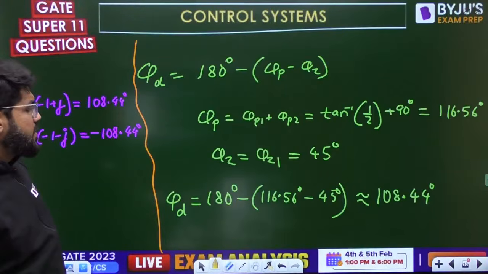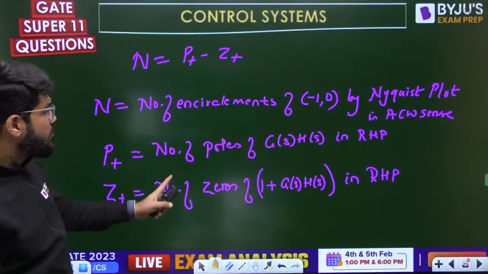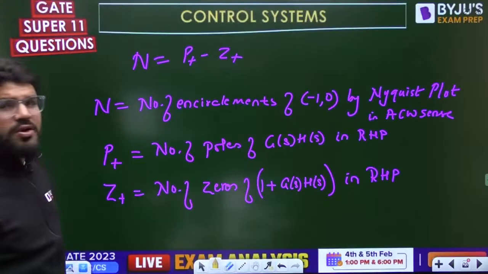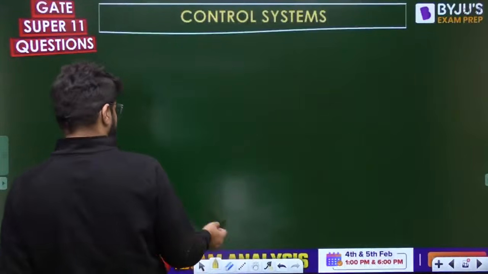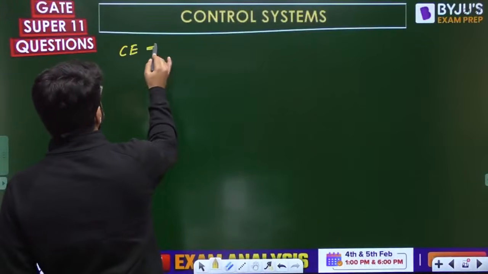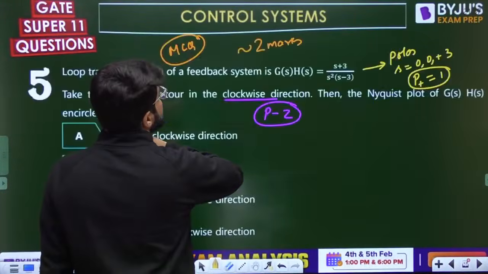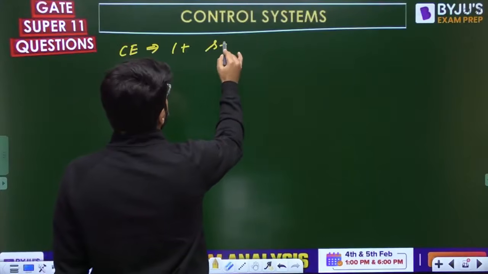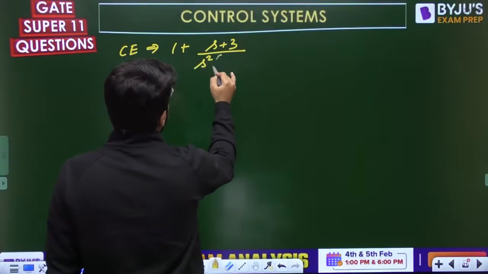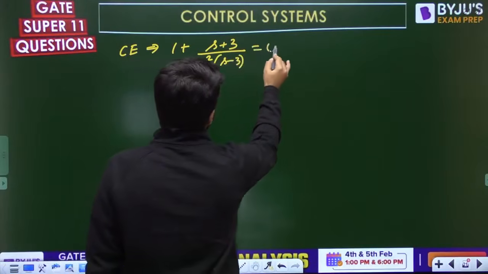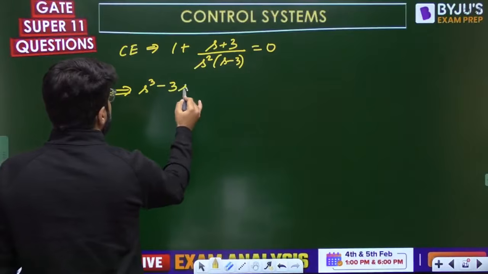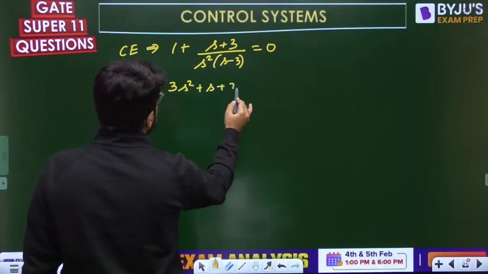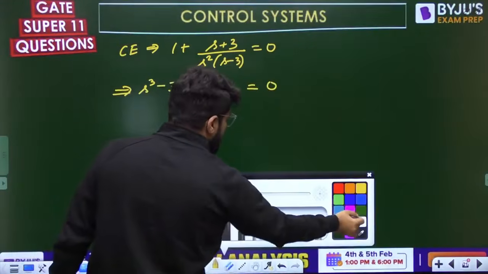Now what is Z plus? Number of zeros of 1 plus GSHS, that is the roots of the characteristic equation. Can I form the characteristic equation? 1 plus GSHS, that is 1 plus (S plus 3) upon S square (S minus 3) equal to 0. That is going to give you S cube minus 3S square plus S plus 3 equal to 0.